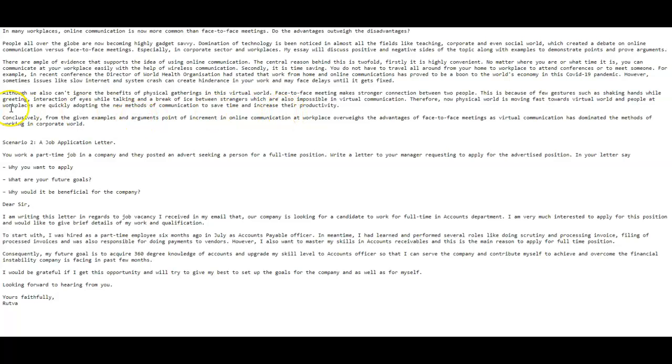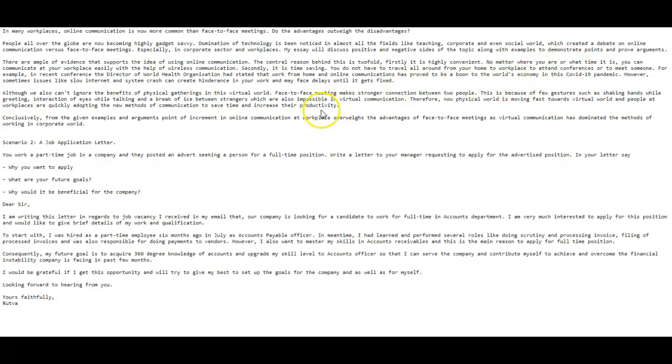So what you really want to say, let me give you an example. Here, it should have been, however, we cannot ignore the benefits of physical gatherings in this virtual world. Okay, that was your first sentence. Your last sentence should not be what you wrote here. It should be something more like, therefore, there are certain forms of communication that can happen only physically, which we miss out on in virtual conversations. All right, that would have been more appropriate.